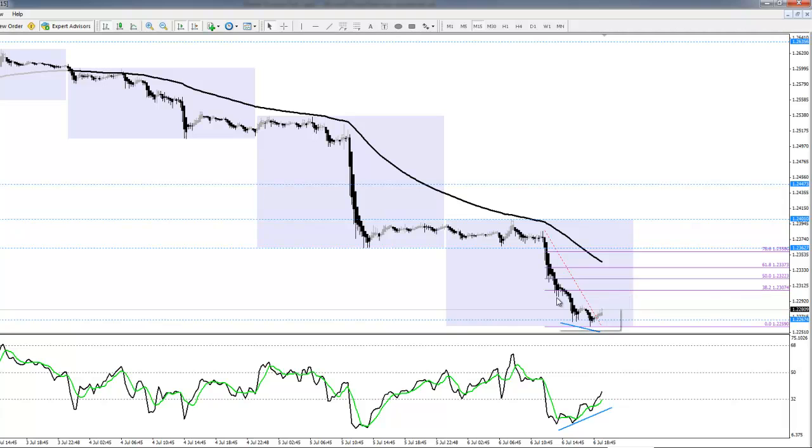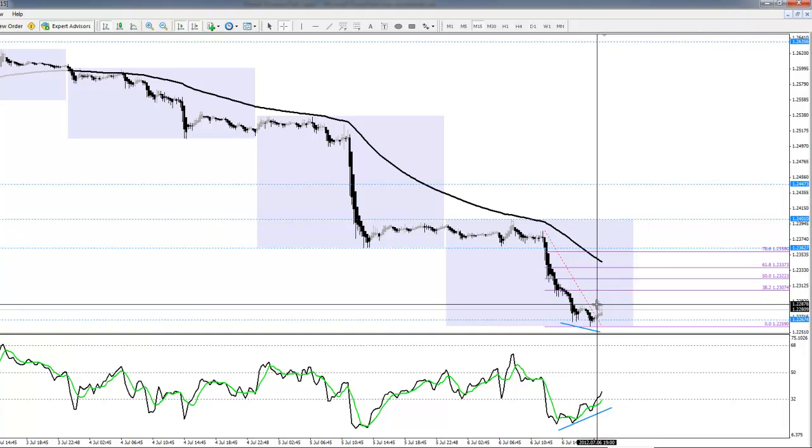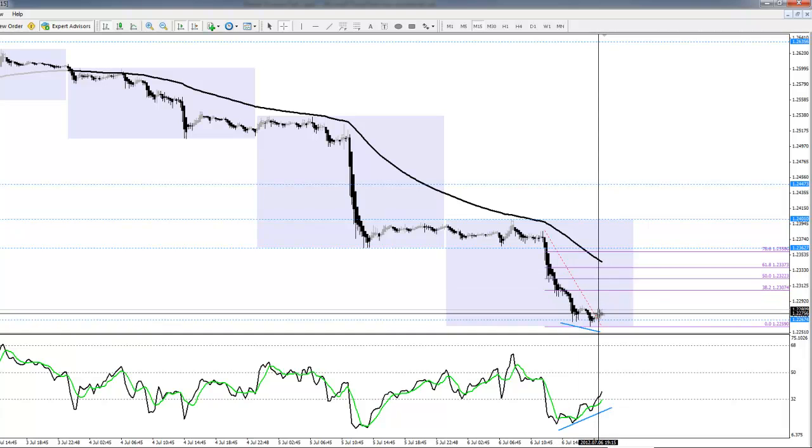And look here, we also had previous support. So I would put my profit target right in here somewhere, and I would take that for after this cross right here, traders. I would be in the market. That would be a quick 25 pips, no problem.